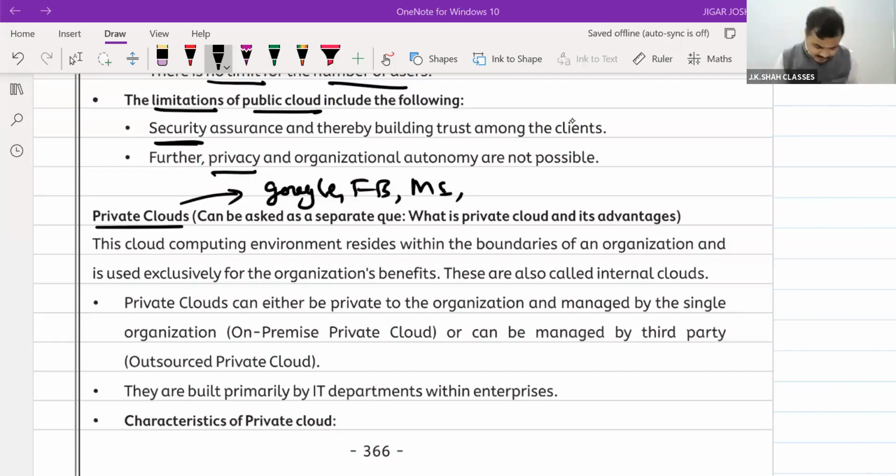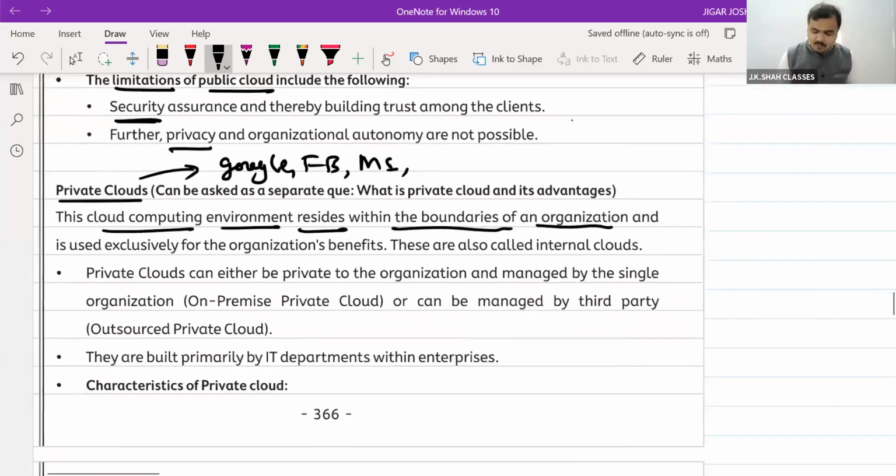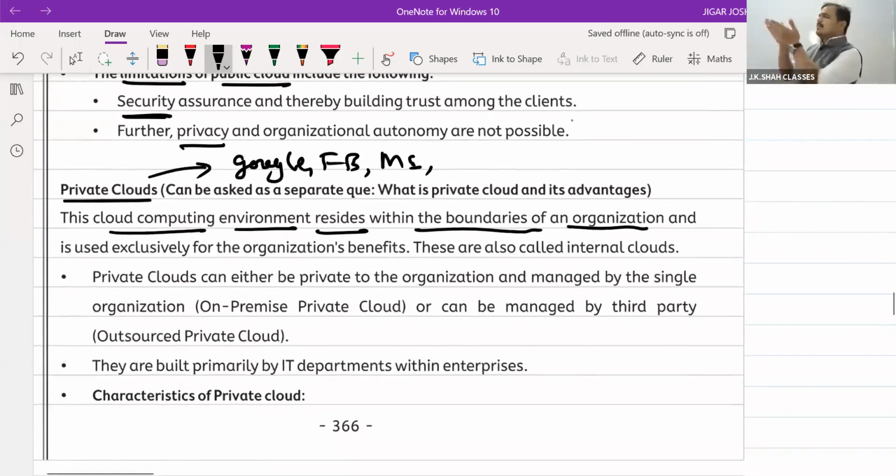See this. This cloud computing environment resides within the boundary of an organization. It means, if you create your private cloud, where will it be? Sir, it will be in my office only. Google has created its private cloud. Yes or no? Where is it?